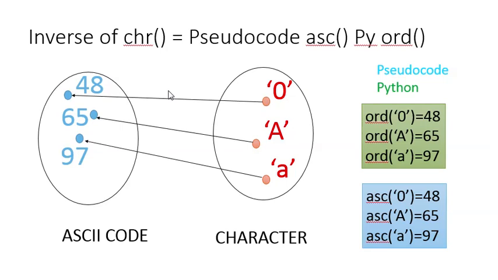I'm just driving this in reverse. Likewise, ord of capital A will give me 65. And ord of lowercase a will always give me 97. In pseudocode, we use a function called ASC, which I imagine is an abbreviation for ASCII. So the idea is that it takes a character as its input and returns the ASCII decimal value as its result.